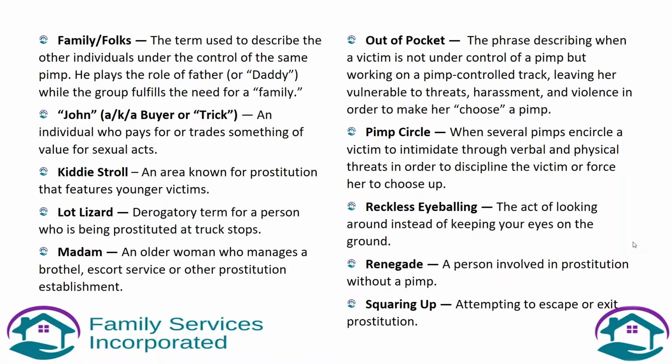A couple more here. Kiddie stroll is an unfortunate one. It's an area known for prostitution that features younger victims. As we know, unfortunately, children entering the life often enter between the ages of 12 and 14. Boys often enter at a younger age, 12 or younger. And unfortunately, when dealing with familial trafficking, we know that these children are going to be raped and victimized even younger, anywhere from 5 years of age down to birth for some. So kiddie stroll is something that is very common when it comes to trafficking.